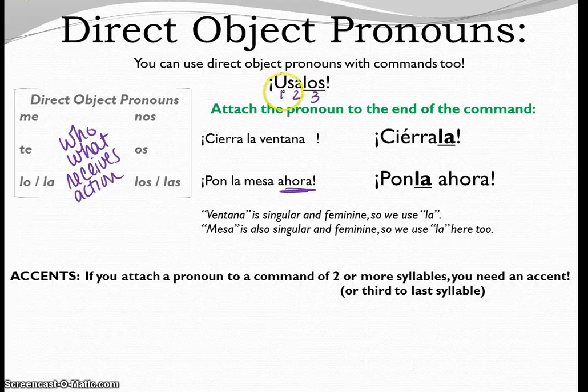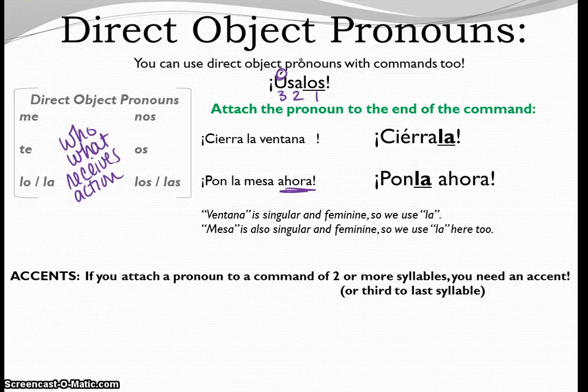So in Spanish, you don't count this way, 1, 2, 3. Nope, you actually count the other way. 3, 2, 1. The opposite way. 3, 2, 1. So you count backwards. That's why the accent is here. Úsalos.